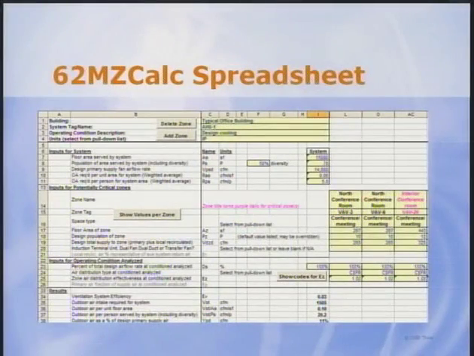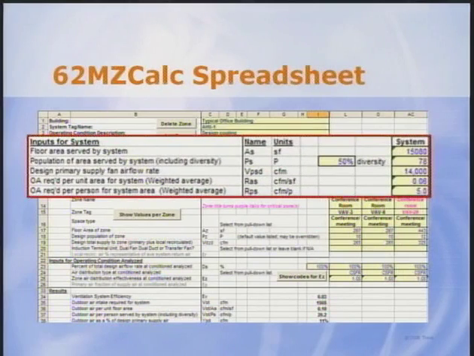This is a screenshot of the 62MZ Calc spreadsheet using the example system described in the Standard 62 User's Manual. It may be difficult to read, so please refer to your handout. The spreadsheet has a Directions tab that explains in detail how it is used. We don't have time here to cover everything, but let me highlight a few key features. The spreadsheet has 4 main input sections in addition to the Project Info section at the top. First, there's a section on air handling system information.